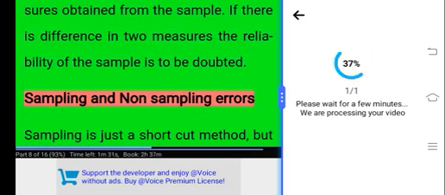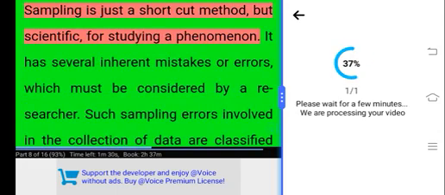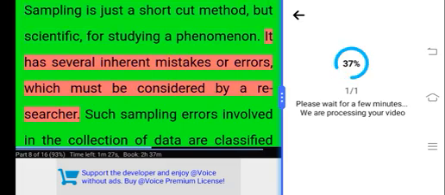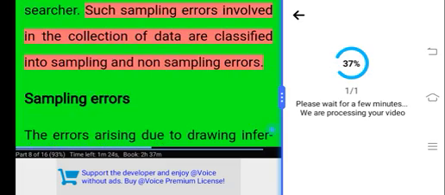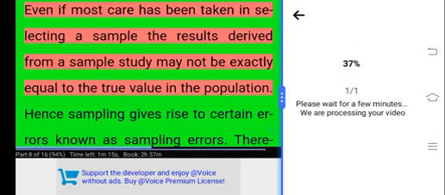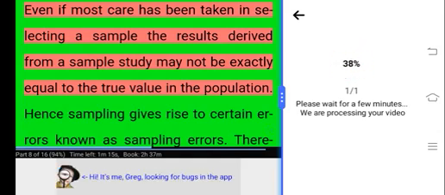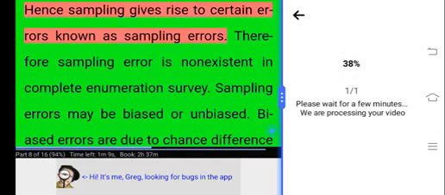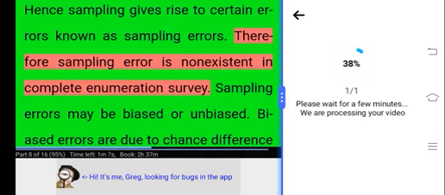Sampling and non-sampling errors. Sampling is just a shortcut method, but scientific, for studying a phenomenon. It has several inherent risks or errors, which must be considered by a researcher. Such errors involved in the collection of data are classified into sampling and non-sampling errors. Sampling errors. The errors arising due to drawing inference about the population on the basis of a sample are termed sampling error. Even if utmost care has been taken in selecting a sample, the results derived from a sample study may not be exactly equal to the true value in the population. Hence sampling gives rise to certain errors known as sampling errors. Therefore sampling error is non-existent in complete enumeration.